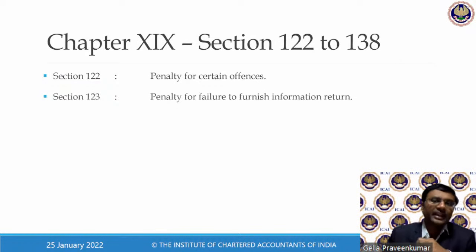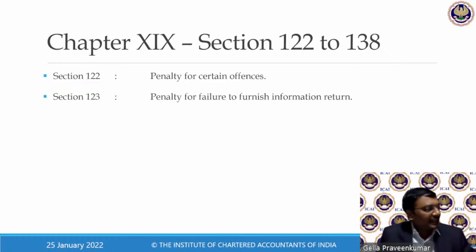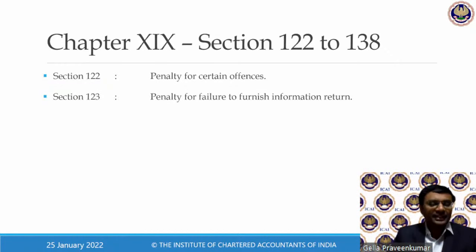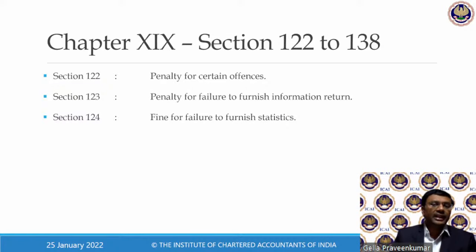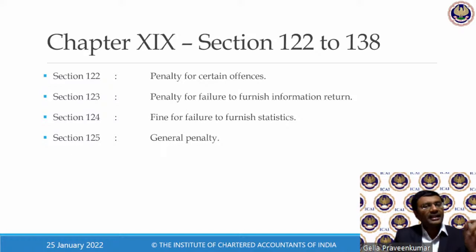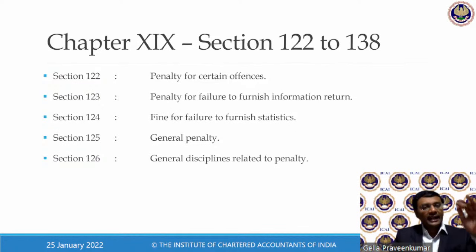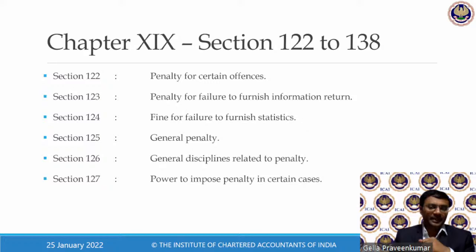Section 123, failure to furnish information return. The other day, I gave an example with respect to anti-evasion. I'll explain in detail when I come to section 123. Section 124, where there is a failure to furnish statistics by certain notified persons. Section 125, general penalty. Wherever you don't get an answer on how to levy penalty, section 125 comes to the rescue of the officer concerned. Section 126, in the process of levying penalty, sets a tone for the officer on how the principles have to be relied upon in quantifying the penalty.